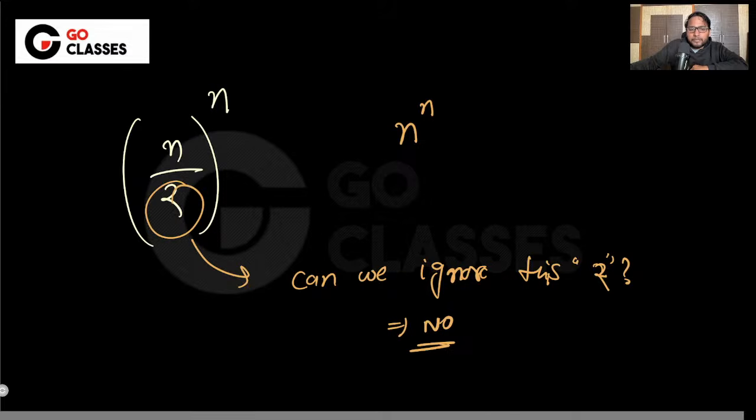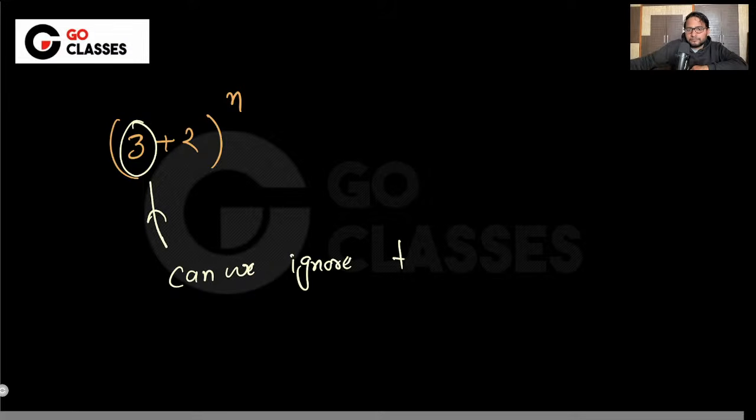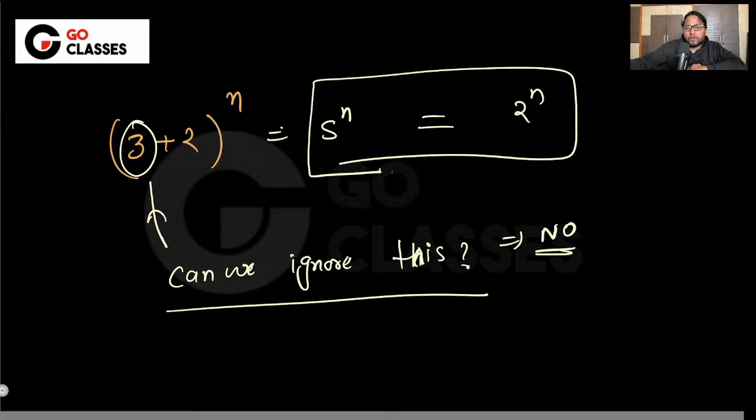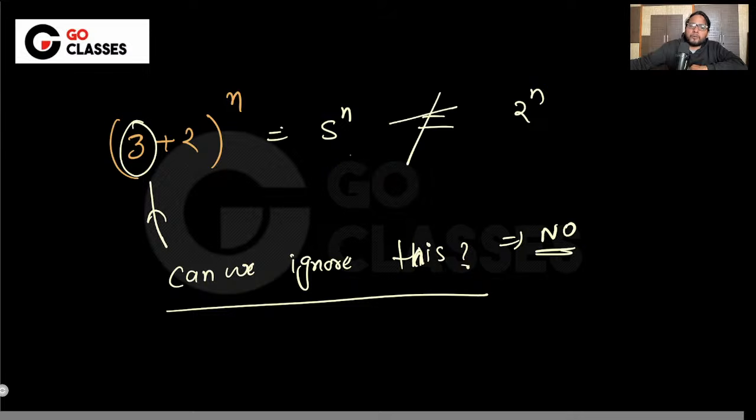Now you tell me, can we ignore this 3? So again, the answer is no, right? Why? Because if you ignore this 3, you are doing a major blunder. It is actually 5 power n, and if you ignore this 3, then you will say it is the same as 2 power n. Obviously both are not the same. It is not 2 power n. So you can't ignore this.